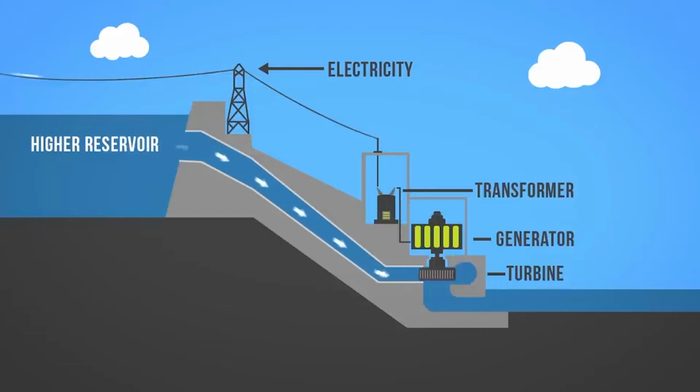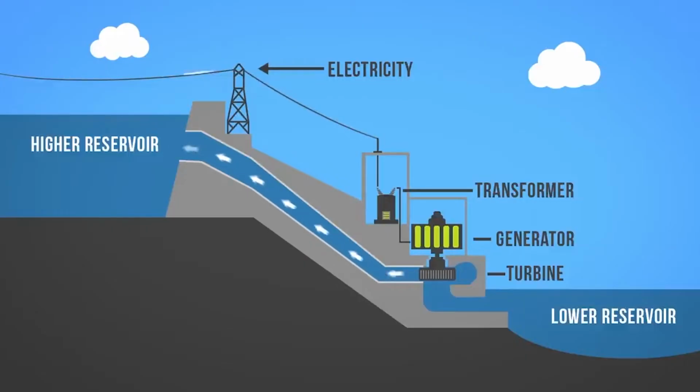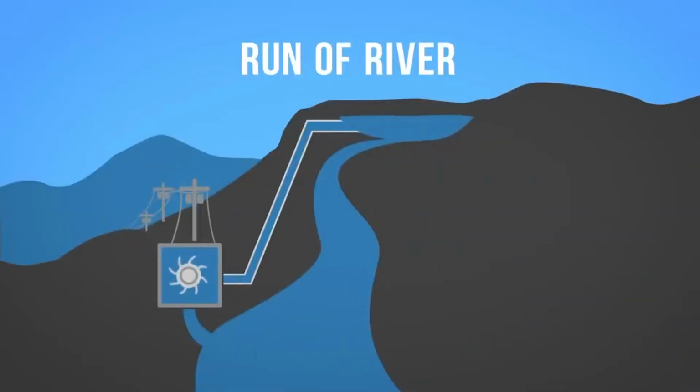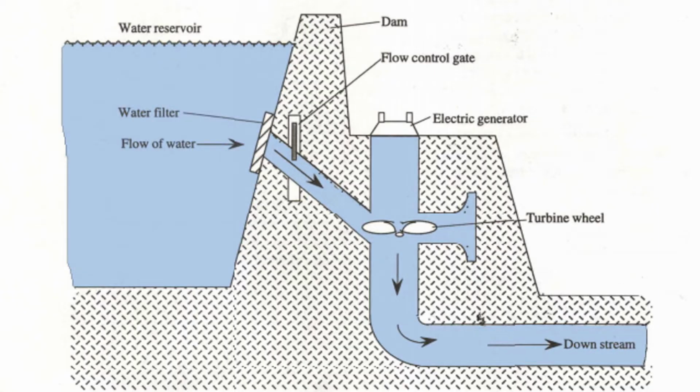Here you can take a look, boys and girls, what a hydroelectric plant looks like. You can see there's a water reservoir, water filter, and a flow of water there. There's a dam. There's a flow control gate in which we allow the water to pass. There's also an electric generator and a turbine wheel. At the end of it, there is a downstream, where the arrow is showing where the water flows. This is just a simple example to show you what a hydroelectric plant looks like.